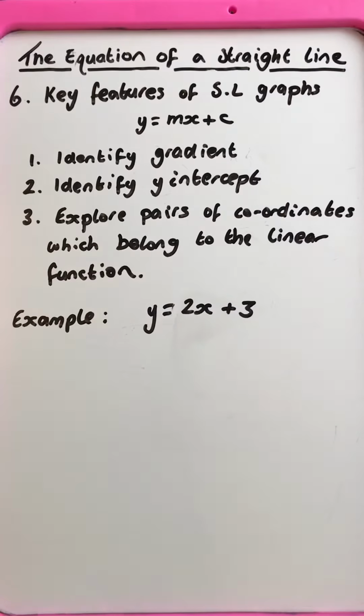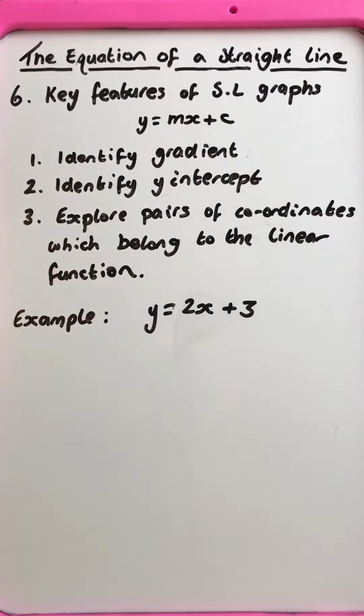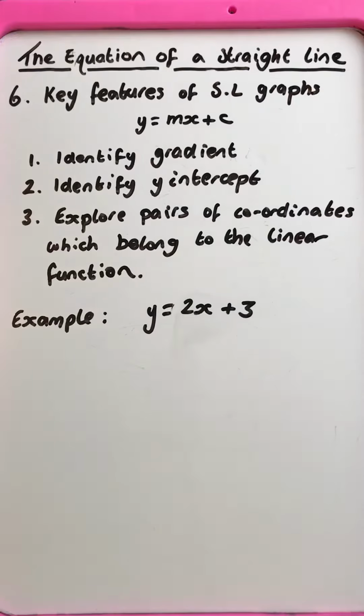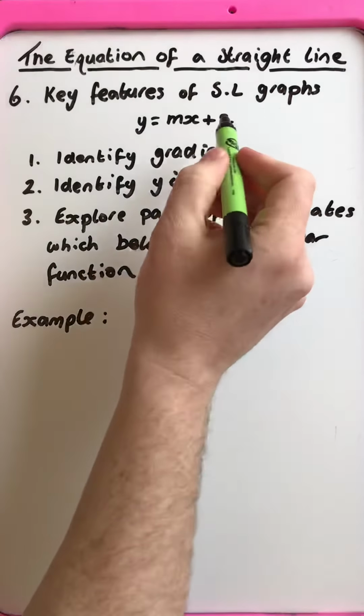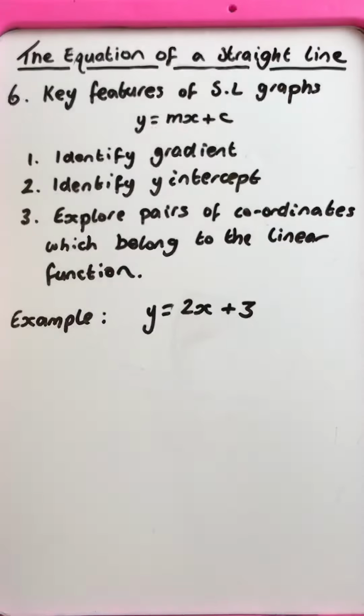And the key features that we're going to take from this today: we are going to be able to identify the gradient, identify the y-intercept, and explore pairs of coordinates which belong to this linear function, which belong to this straight line function. Okay, so we've got y equals mx plus c. In the previous videos, we've highlighted what m and c represent. So m represents the gradient, c represents the y-intercept.